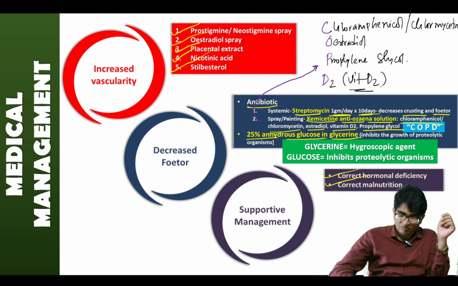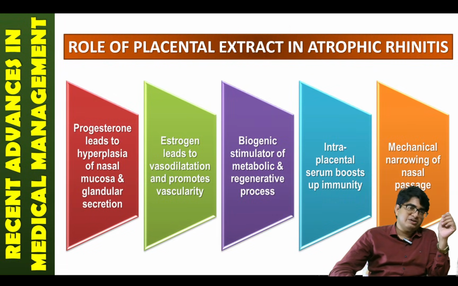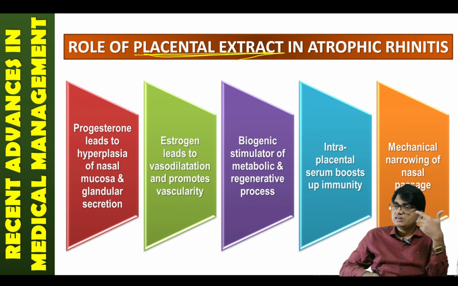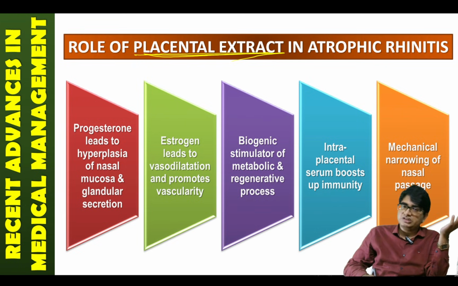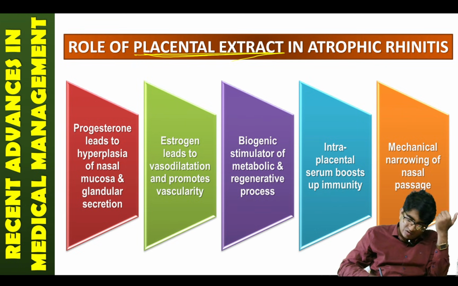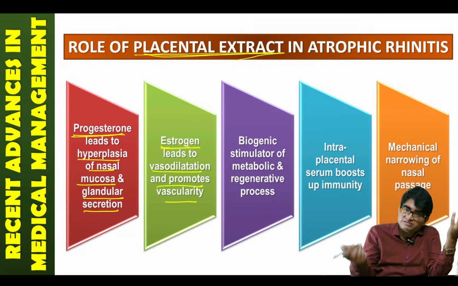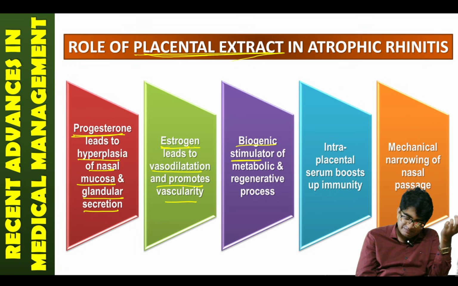Okay. Now coming to the point of recent advance, and that is placental extract in atrophic rhinitis. Placenta is having progesterone, estrogen, biogenic stimulator, antibodies. So how does it happen? Firstly, progesterone leads to hyperplasia of nasal mucosa and glandular secretions. Estrogen leads to vasodilation and promoting the vascularity. Obviously, vasodilation. Biogenic stimulator, metabolic and regenerative process.